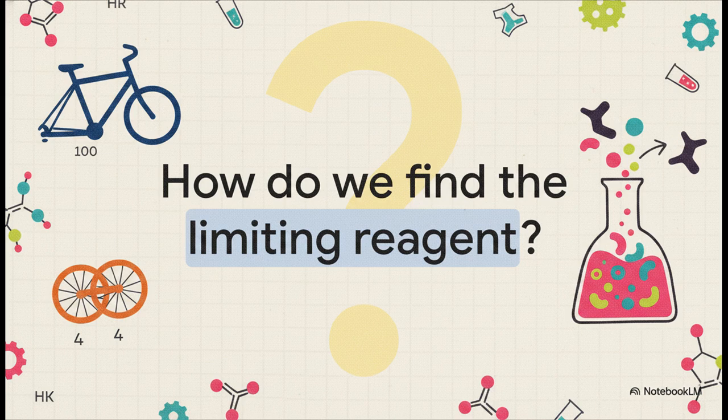One of those ingredients is going to run out first. We call this the limiting reagent. You can think of it as our prime suspect that bottlenecks and completely halts the entire chemical reaction. It's like if you're building bicycles and you have 100 frames but only 4 wheels, you can only build 2 bikes. The wheels are your limiting reagent. But in a complex chemical soup, how do we actually identify which chemical is the wheels?